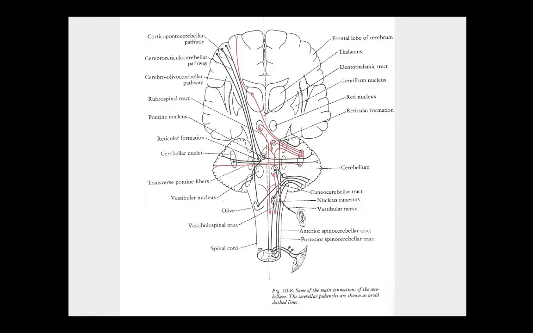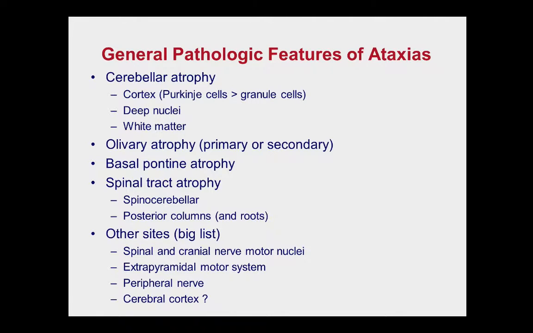So this is the whole wiring diagram. And the whole point of this is not to remember this, but that if any part of the system goes haywire, the end result is ataxia. So there are many ways to get to the same place. So what we typically see in ataxias are various parts of this system falling apart.